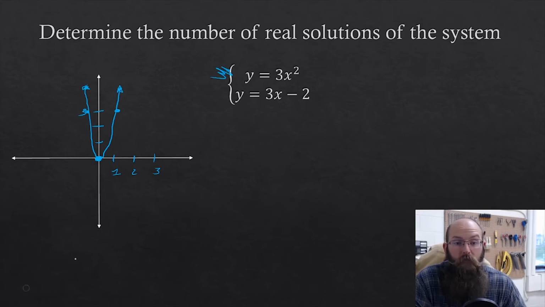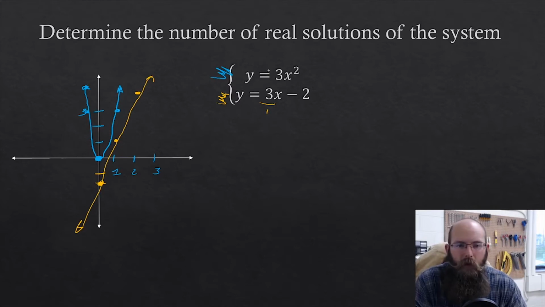Let's use pumpkin spice color for that one. So I'm shifted down 2, and then it's a 3 over 1 for my slope. So I go down 2, and then I go up 3 over 1, up 3 over 1. Maybe they never cross each other. But let's determine that by going through this system and seeing what we can come up with.